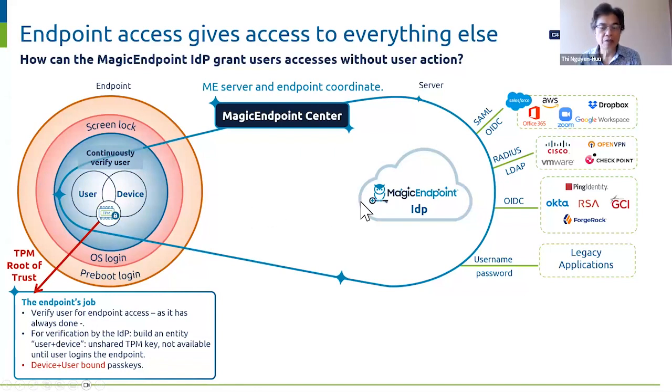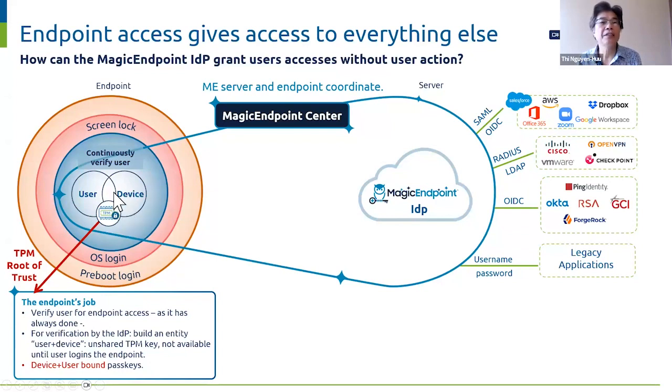But now, because we talk about the cloud application and services, the endpoint had to prove to the IDP that the endpoint is authentic, but also ideally the user is authentic in real time. So for that, we use a TPM, which can provide a key unique for this endpoint. And that TPM can actually serve a user on it. And for each user, it have a different key, which won't exist even on the TPM until the user log in the endpoint. So this entity of user and device is unique.